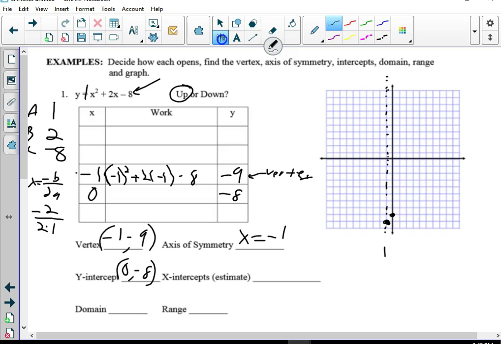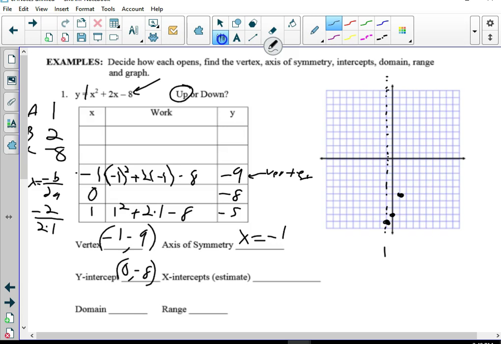Okay, so that's that point. Now we just got to pick some other points. So let's plug in 1. That's an easy point. So we're going to have 1 squared plus 2 times 1 minus 8. What's 1 squared? 1. Plus 2 is 3. Minus 8 is negative 5. So 1, 1, 2, 3, 4, 5. 1, negative 5 is right there.